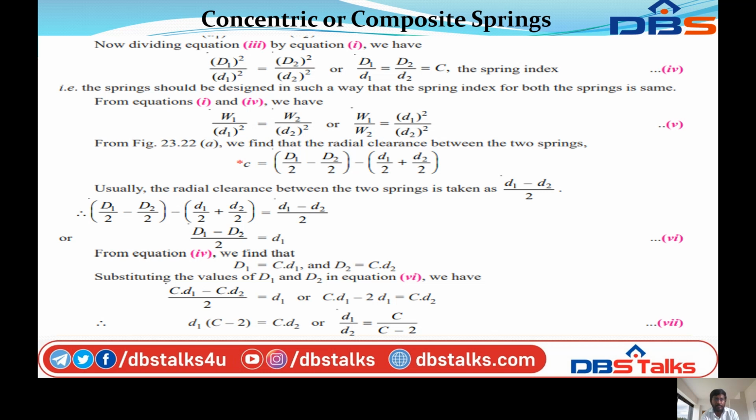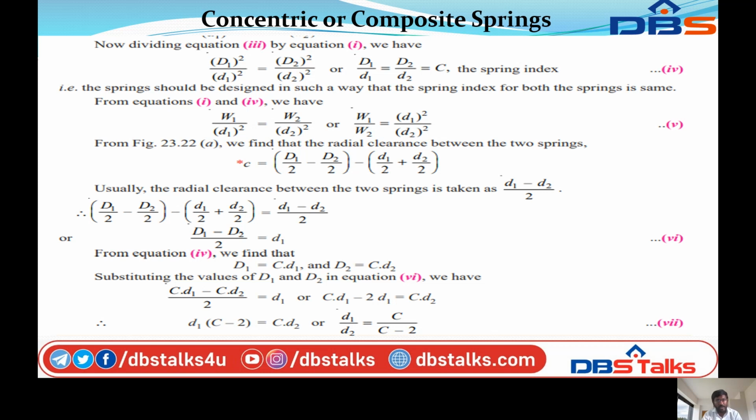That is, the springs should be designed in such a way that the spring index for both springs is the same. From equations 1 and 4 we have W1 d1 square is equal to W2 d2 square, or W1 by W2 is equal to d1 square by d2 square. So this is equation number 5.